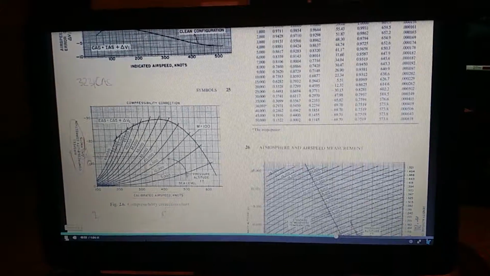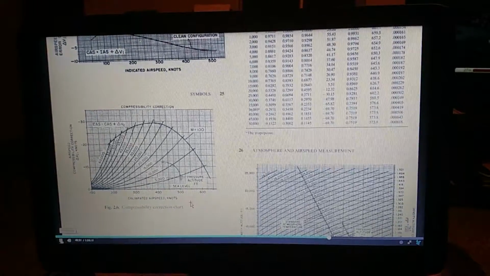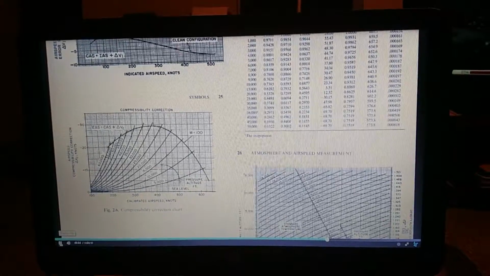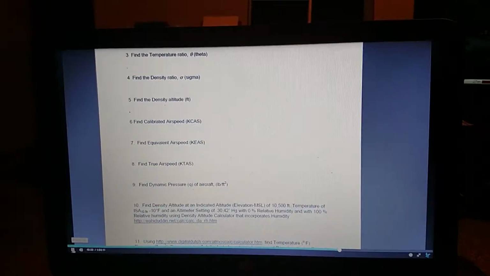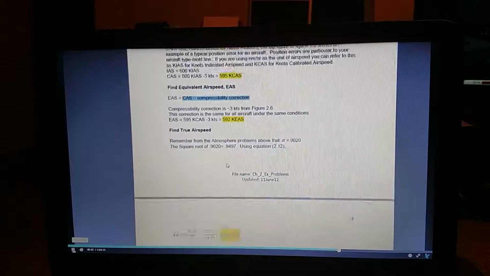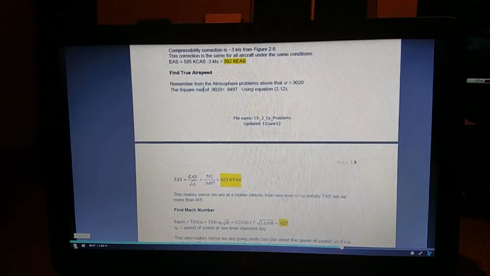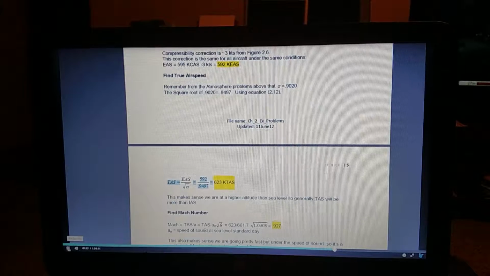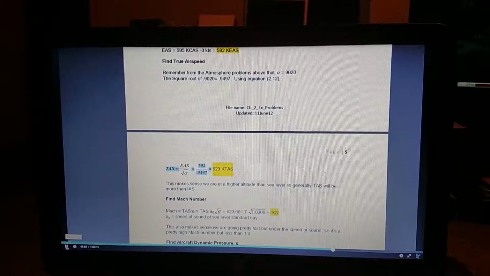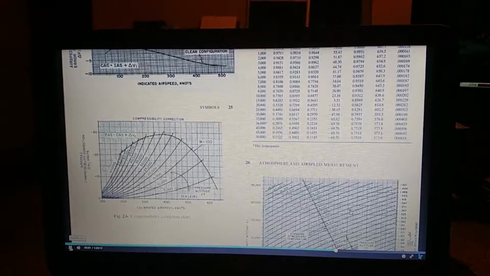Alright, and then finally from there to true airspeed, I think, is the next part here. Yep, here we go. Finding true airspeed, again following the example in your example sheet here. You can either do this, use the sigma conversion, or you could use the chart again in the book, which would be down here on the right side.